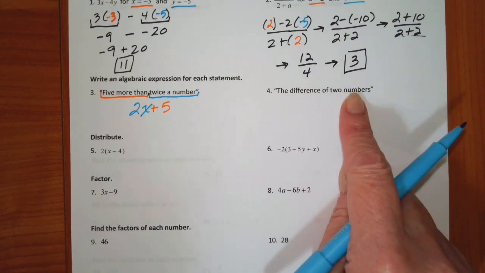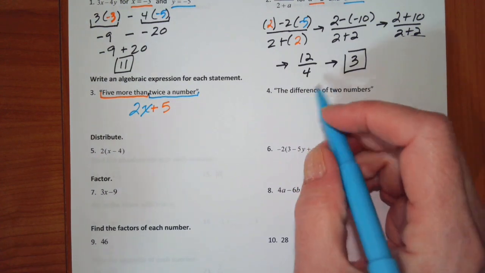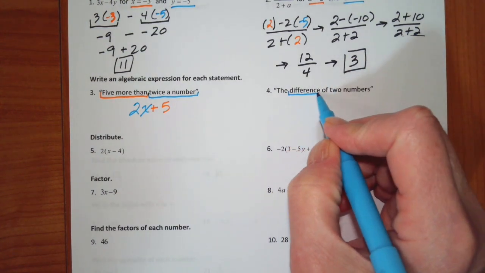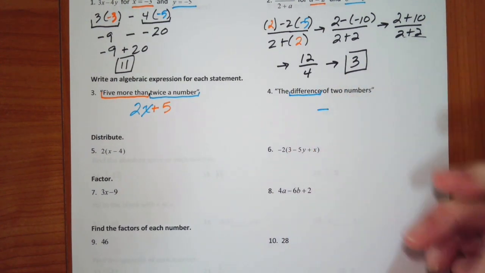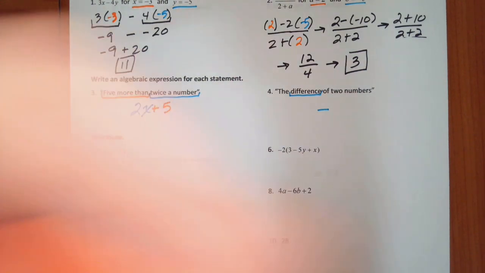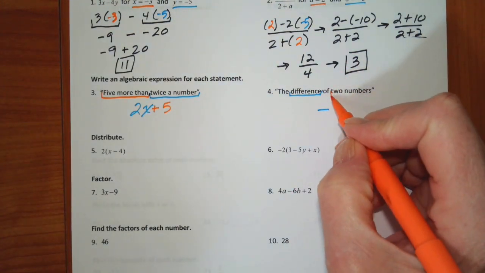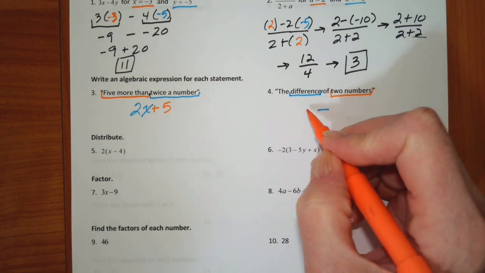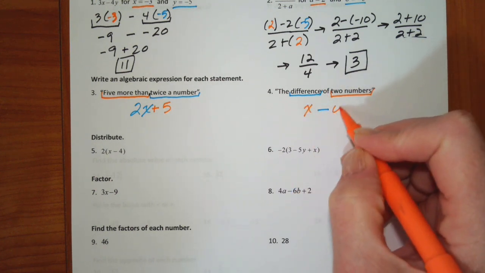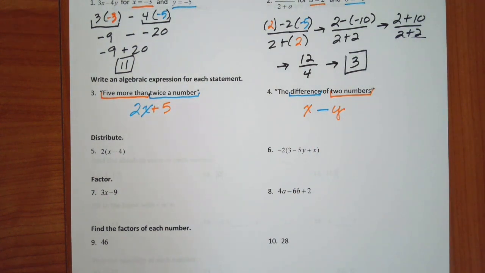If I have the difference of two numbers, of course, difference means subtraction. And then two numbers, I don't know what either of them are, so I can just write that as x and y. It doesn't say anything more specific than that.